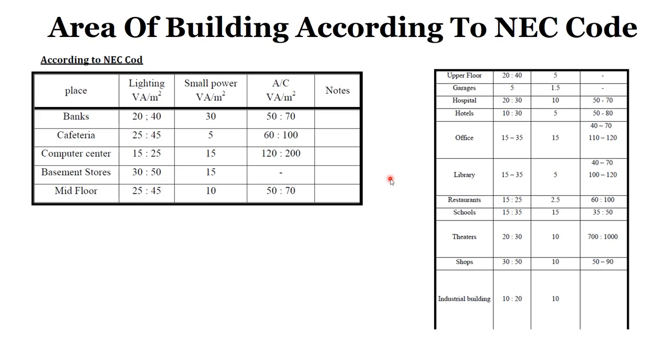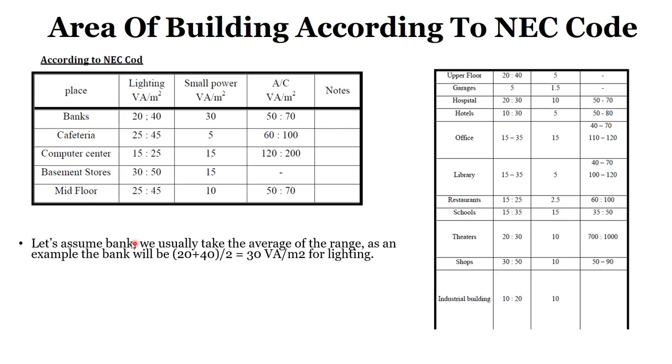Now, what is the recommended value which you can use? If you have a range, then select the average, so that you don't select the highest value or the minimum value. Okay, like this. If we assume we are sizing for a bank, for example, and we would like to do the load estimation inside a bank, then we will usually take the average of the range.